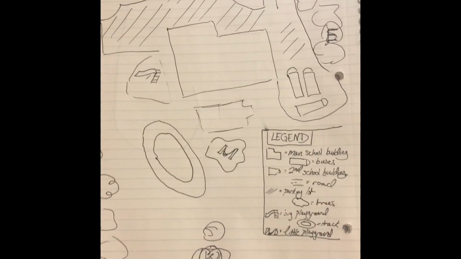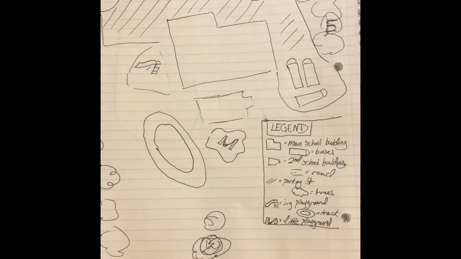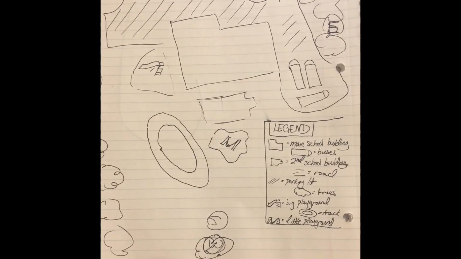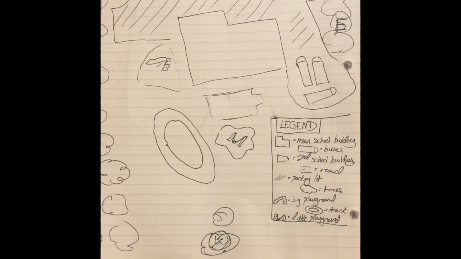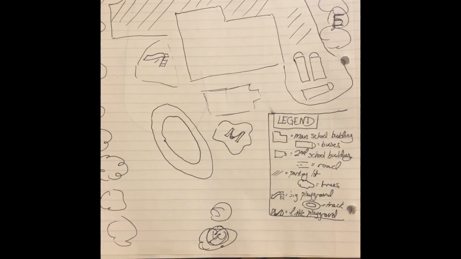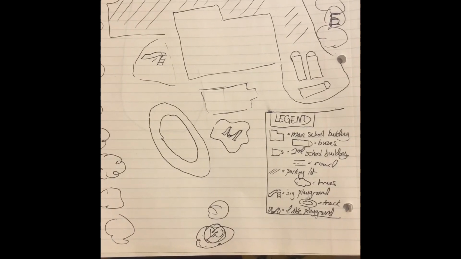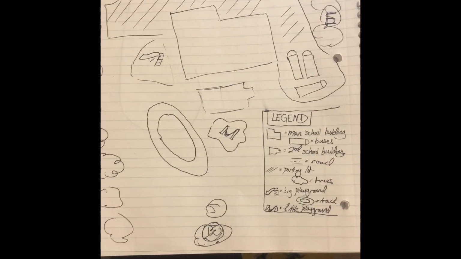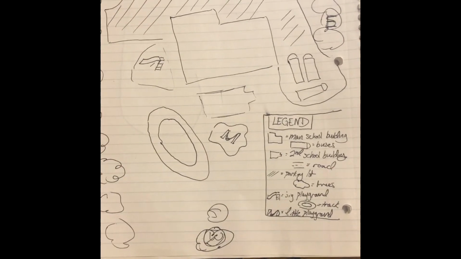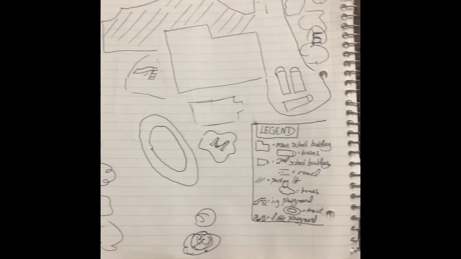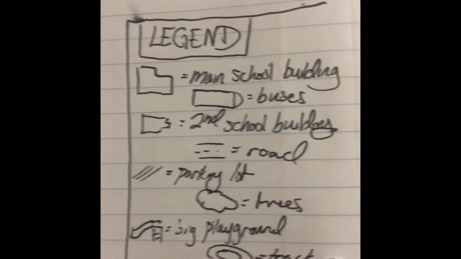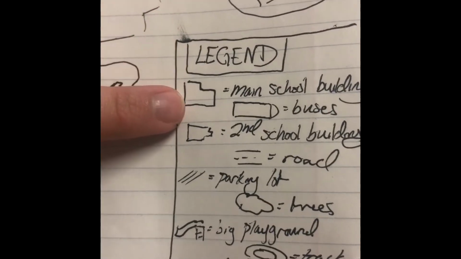Alright, so using this overview of what we see on Google Earth, I'm going to make a map and we're going to try to interpret it using our cardinal directions and legend. So let's get started. So first, let's take a look at our legend so we know what all our symbols mean.